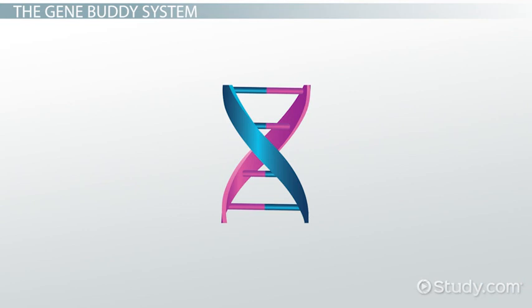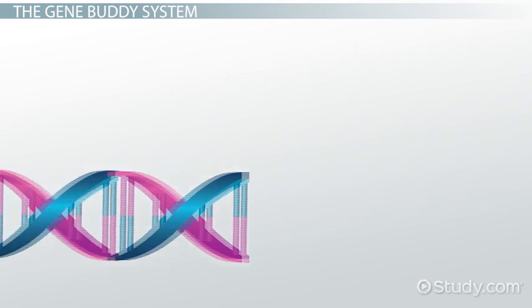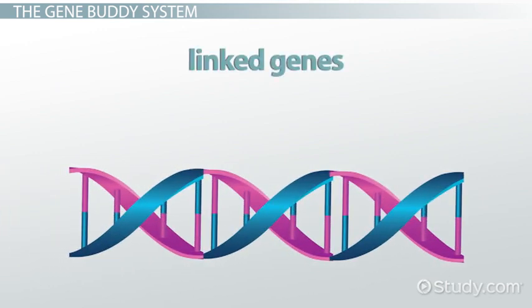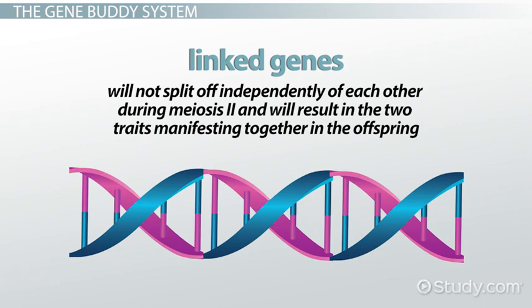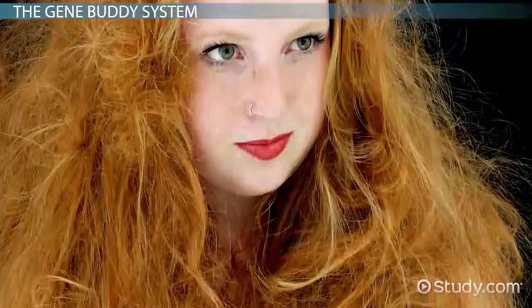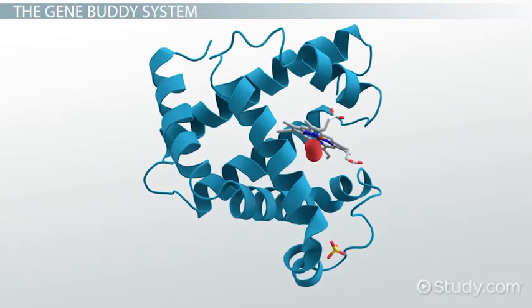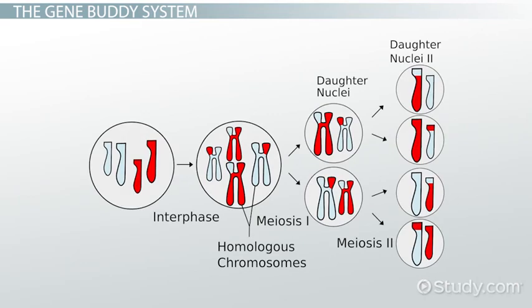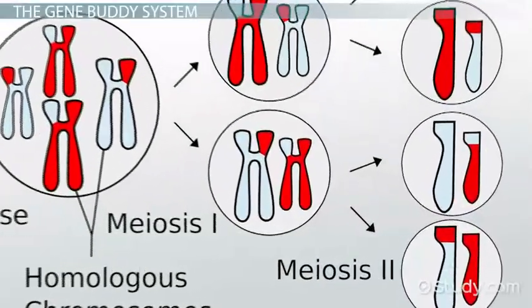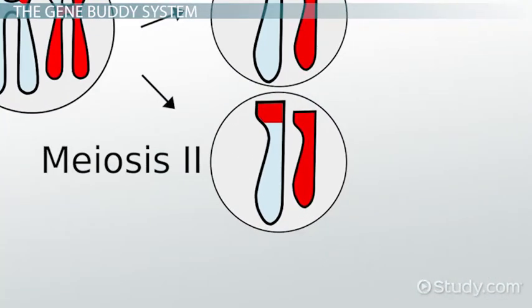But it is often possible for some genes to piggyback along with other genes during crossing over, causing a relationship of linked genes. These genes will not split off independently of each other during meiosis II, and will result in the two traits manifesting together in the offspring. For example, red hair and freckles are traits that are produced by the same protein, MC1R, which is coded for by two linked genes. In the example on screen, the red tip of the chromosome in the bottom gamete cell is being passed on separately from the rest of the red chromosome in the cell above it.